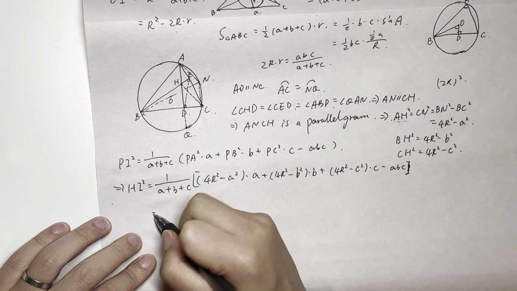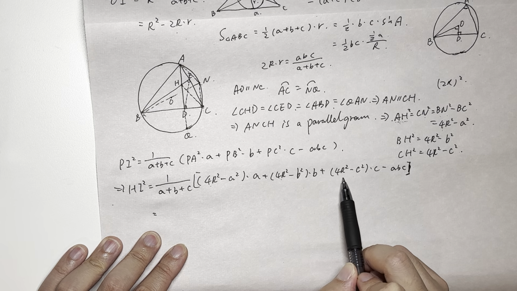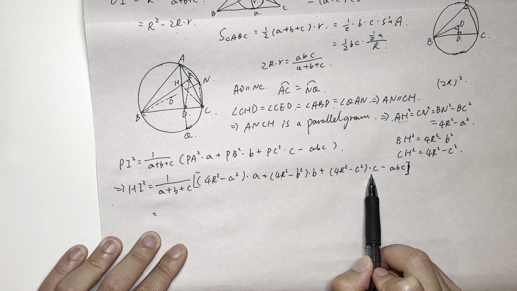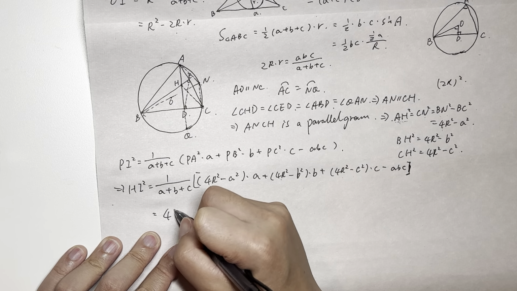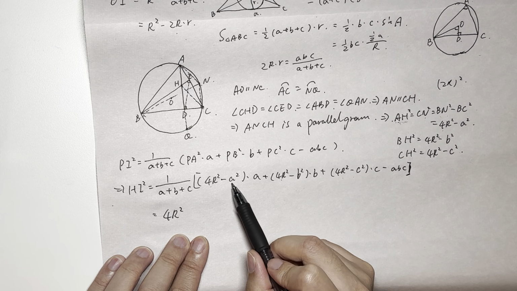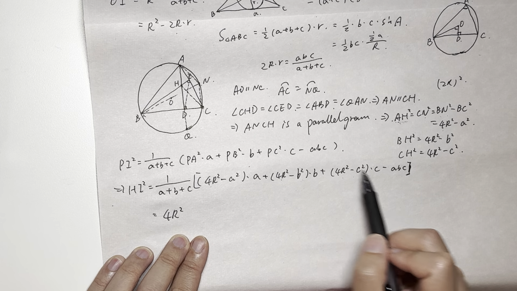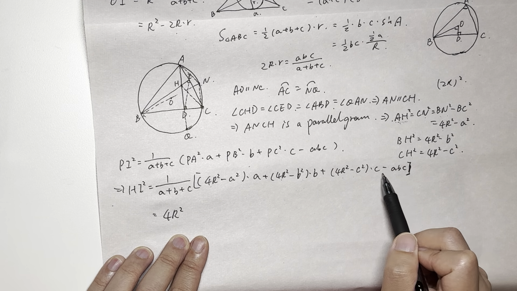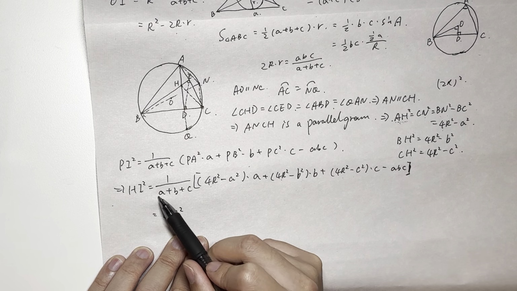It equals, see here, we extract 4R square out, then we have A plus B plus C, it cancels with this A plus B plus C, so we have 4R square here, and we have A to the power 3, B to the power 3, C to the power 3, minus ABC times A plus B plus C, right? So we have minus 1 over A plus B plus C, and here would be A to the power 3, B to the power 3, C to the power 3, plus ABC, right? That's HI square.